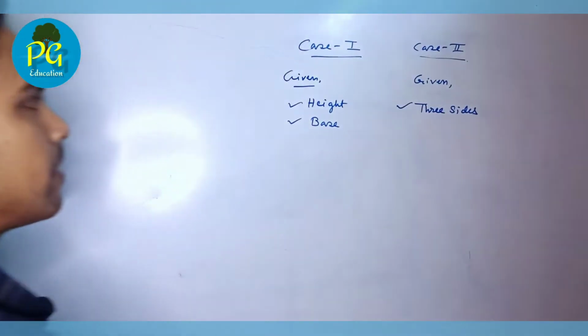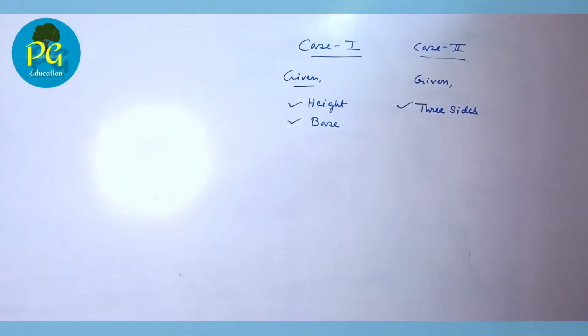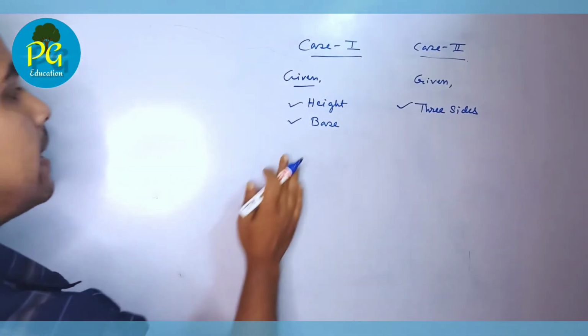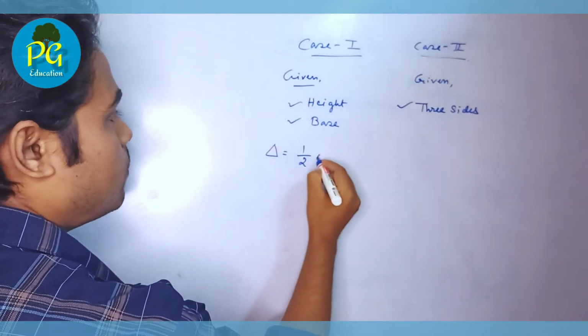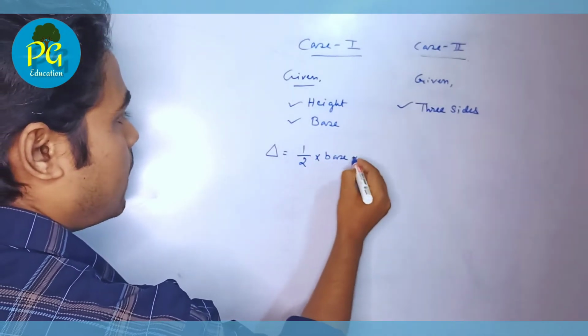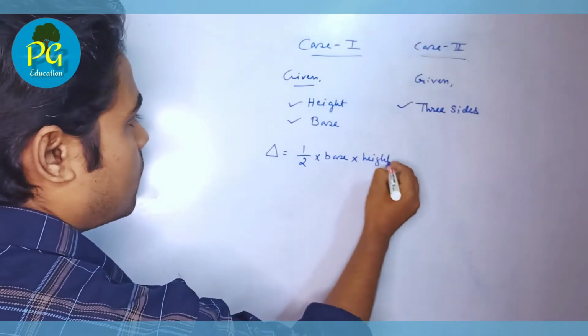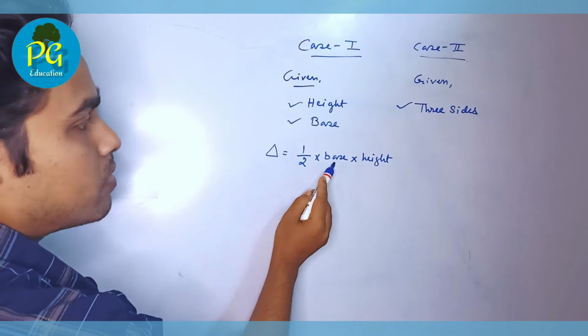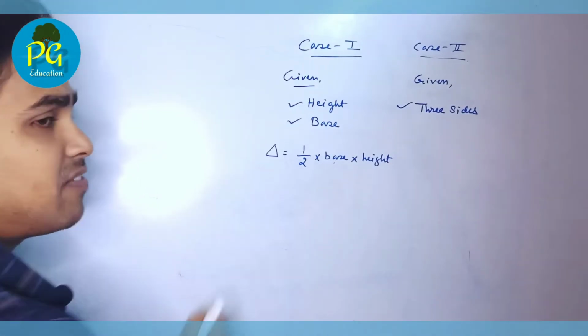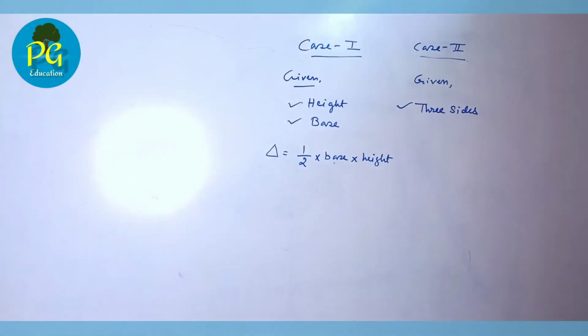Three sides are given. In the first case, we can easily find out the area by the formula area equal to half into base into height. Because height and base are given, we will put the values and we can easily find out. But in the second case, it is quite different. So let us understand how we can find out if three sides are given.